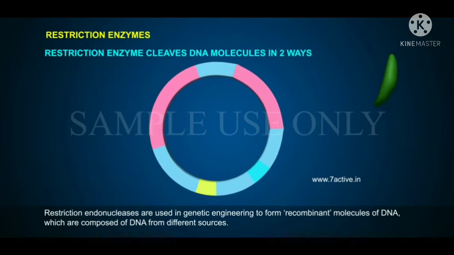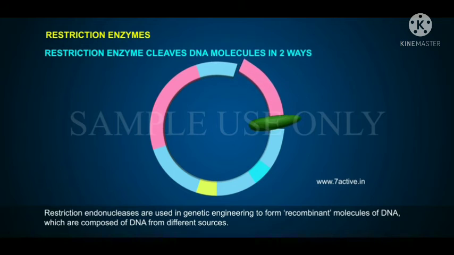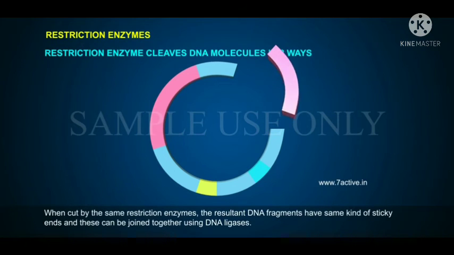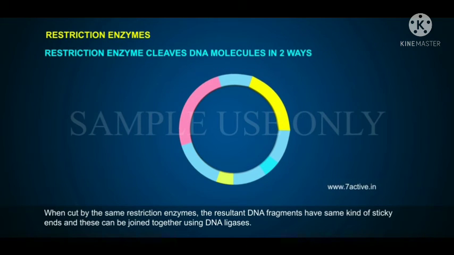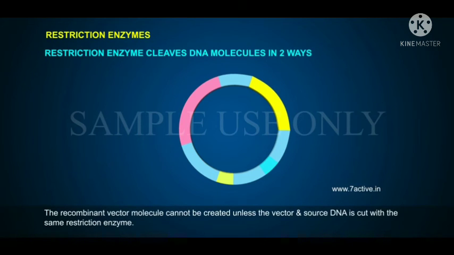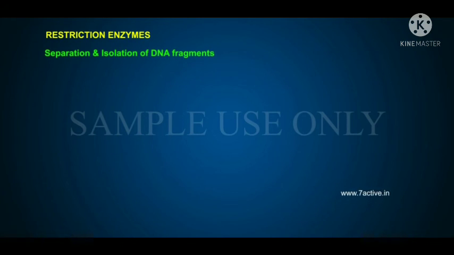Restriction endonucleases are used in genetic engineering. As I told you yesterday, you cut the DNA at a specific site with the help of a specific restriction enzyme. The same restriction enzyme is used for both the plasmid DNA and the foreign DNA. Both these ends are sealed with the help of the enzyme DNA ligase, which acts as a glue. This recombinant vector molecule cannot be created unless the vector and the source DNA are cut with the restriction enzyme. If they are not cut at the specific site, they will not give you the exact sequence.